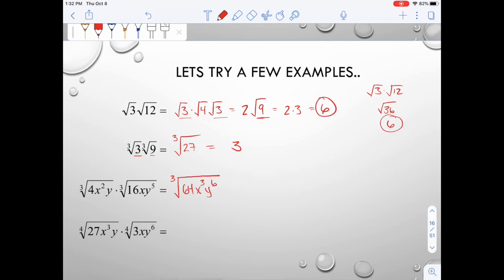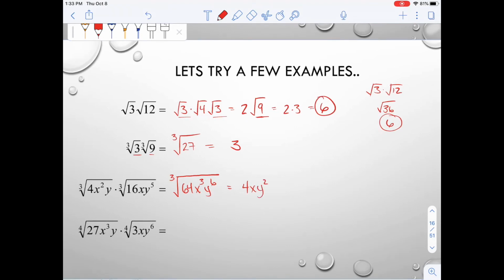Okay, I could break that down into smaller components, or I can do that, again, multiply it out and simplify it this way. So cube root of 64 is 4. Cube root of x cubed is x, and 3 goes into 6 2 times with no remainder.